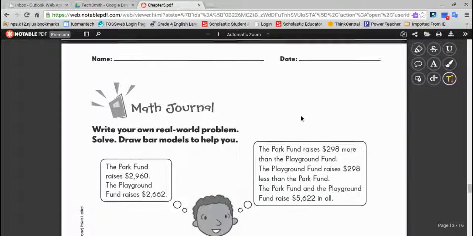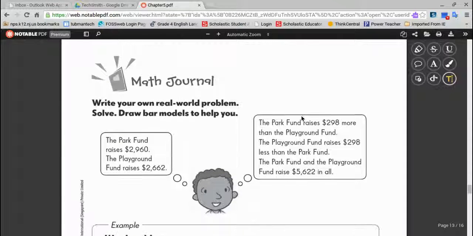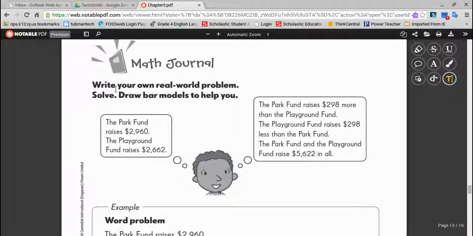Hi everybody, it's Mr. Liu and this is page 85, Math Journal. Write your own real-world problem, solve, and draw bar models to help you.